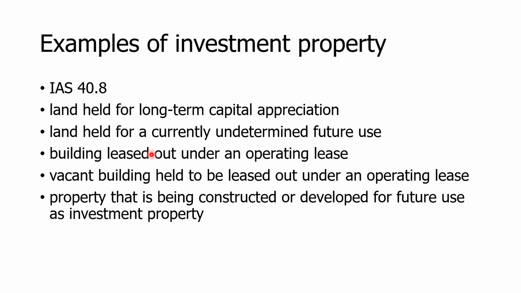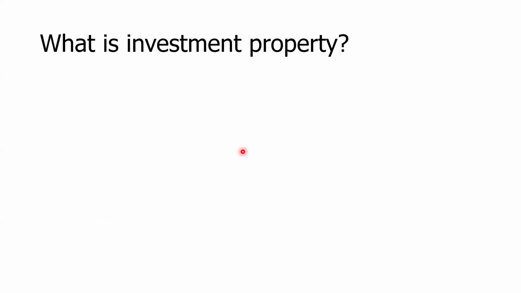Property that is being constructed or developed for future use as an investment property. So property under construction for use as investment property, you classify it as investment property on the face of the financial statement. So if you have any of these when you're preparing your financial statement, you have to classify them as investment property in line with IAS 40. So the standard has been gracious to us to give us examples of investment property. So we know what investment property is. What is it that is not investment property?